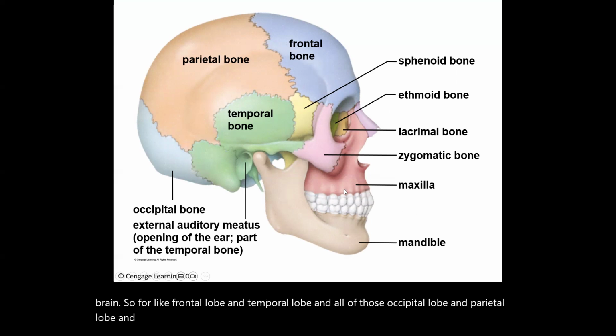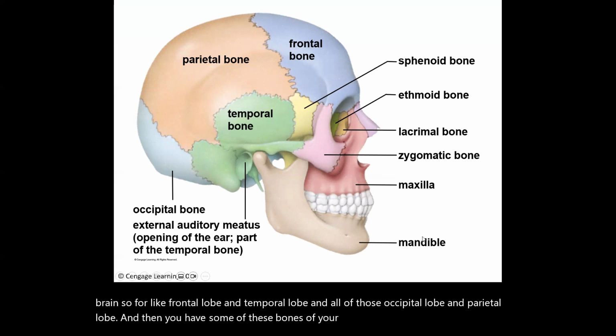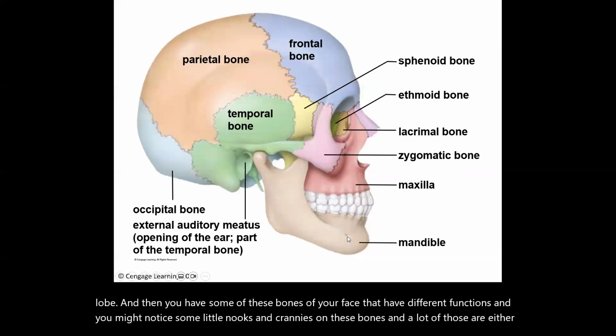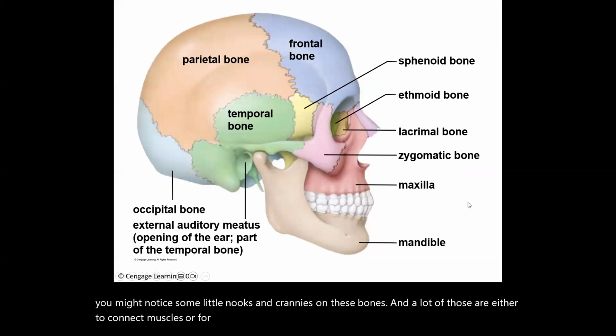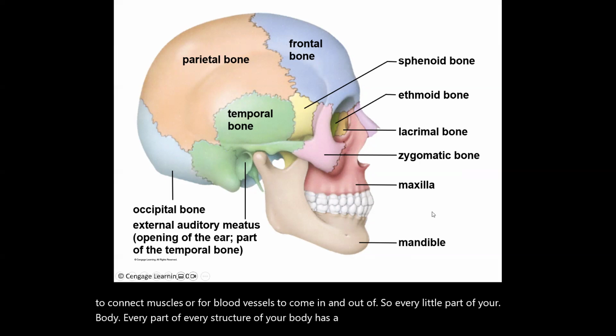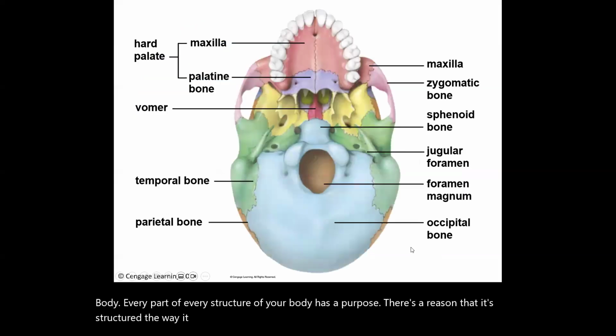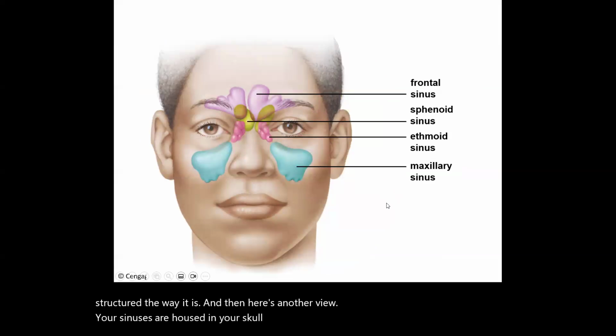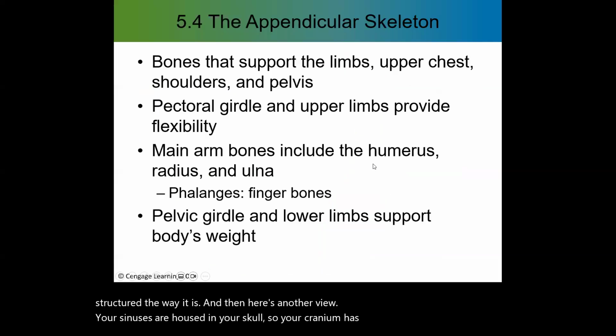And then you have some of these bones of your face that have different functions. And you might notice some little nooks and crannies on these bones. And a lot of those are either to connect muscles or for blood vessels to come in and out of. So every little part of your body, every structure of your body has a purpose. There's a reason that it's structured the way it is. And then here's another view. Your sinuses are housed in your skull, so your cranium has spaces to house your sinuses.